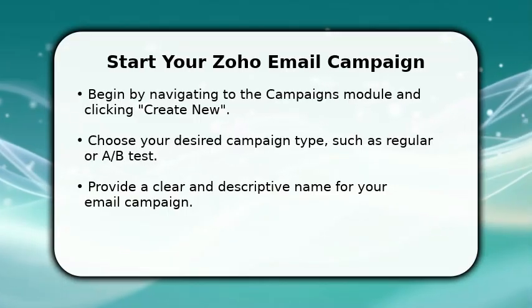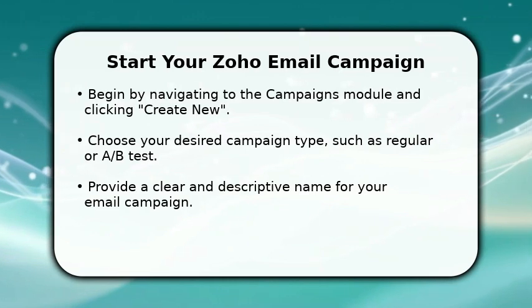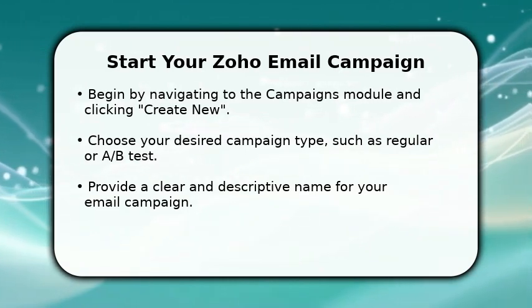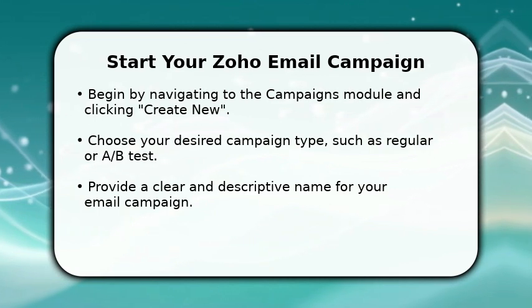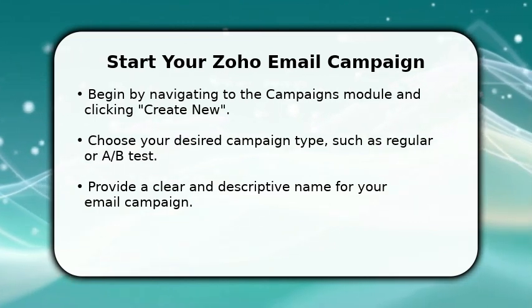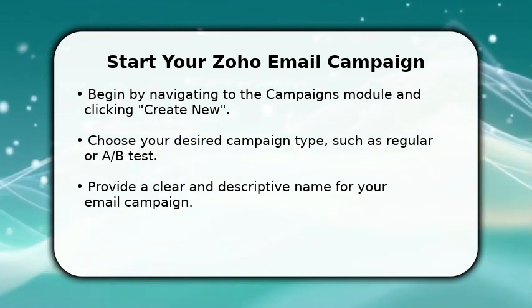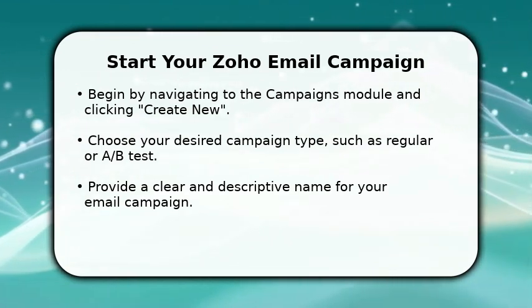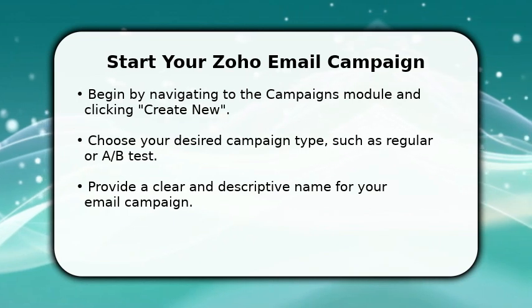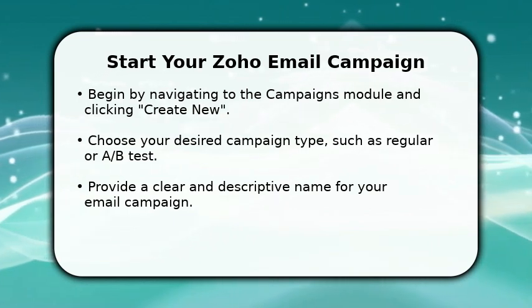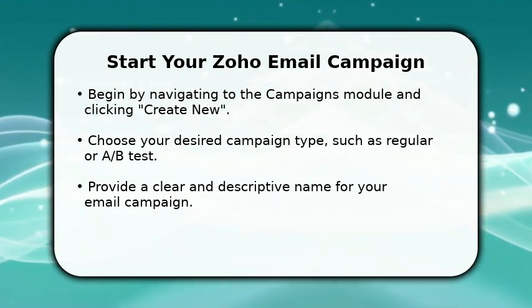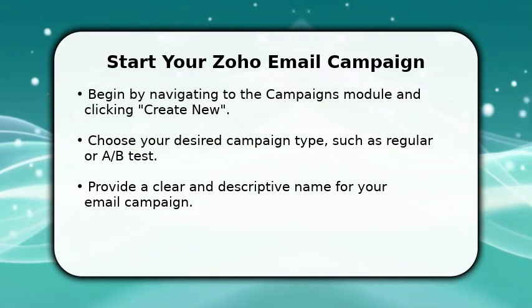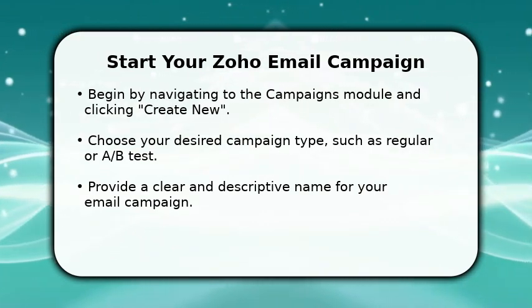In this video, I will explain how to set up a Zoho email campaign. First, log into Zoho Campaigns and locate the Campaigns module. Click on Create New to begin. You will then select your campaign type, perhaps a standard or an A/B test campaign. Give your campaign a memorable name, which helps with organization later. This initial step is crucial for a well-structured and effective outreach.